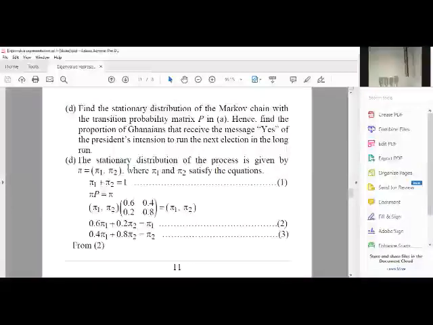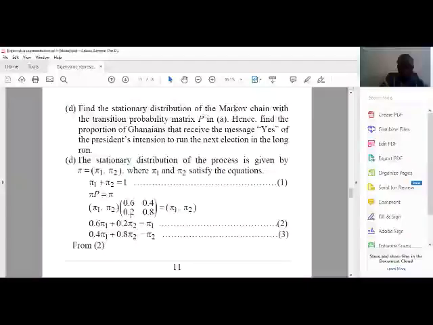So pi 1 plus pi 2 is equal to 1, and that forms our equation 1. But we have two unknowns, so we need at least two equations to solve simultaneously. How can we find the second equation? We use this expression, pi P equals pi, where P is the transition probability matrix. So you multiply the vector pi by the transition probability matrix, and it will be equal to the vector pi.